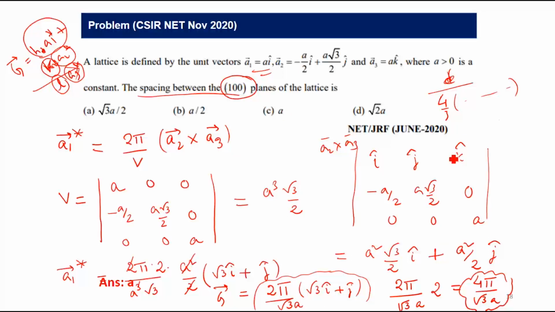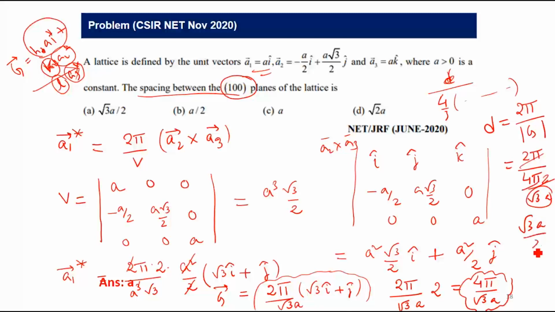The interplanar spacing is nothing but 2 pi divided by the magnitude of G. That means it is equal to 2 pi divided by 4 pi over root 3a. So root 3a will go above, and with 2 pi by 4 pi, only 2 will remain: root 3a by 2. This is another way of doing the same problem. You do whichever you find easy. Anybody, any doubt in this? I'm just repeating what I did.